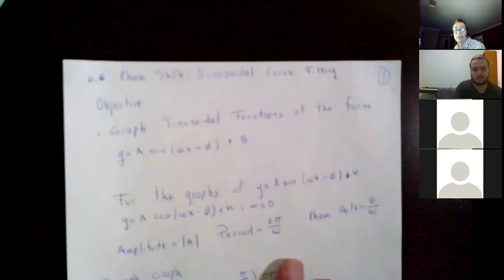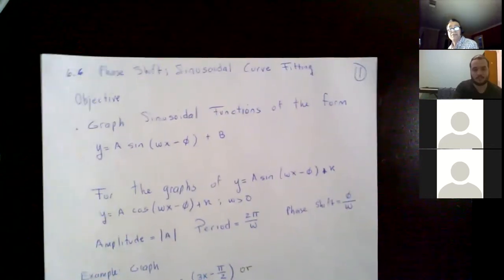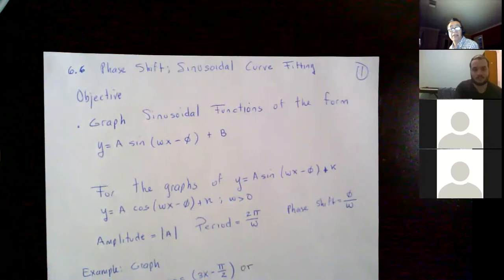6.6, which is right here, is a continuation of 6.4. But what's the difference between one and the other? Well, 6.6 includes phase shift. What is a phase shift? It's a horizontal shift. It says phase shift, sinusoidal. Sinusoidal means sine and cosine. When you hear sinusoidal functions, we're referring to the sine and cosine.